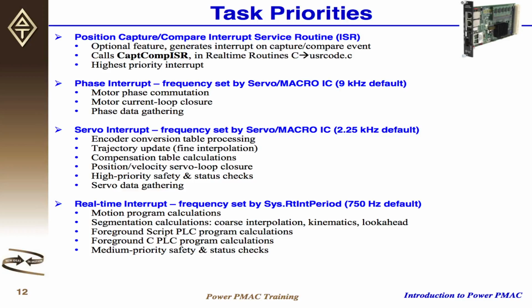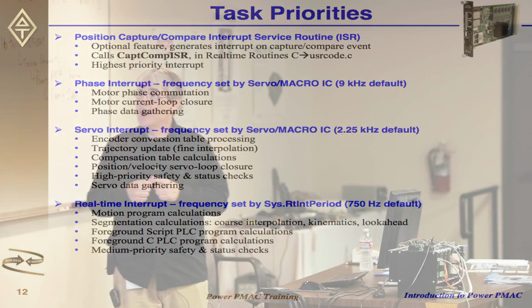So the task priorities in Power Pmac. The highest task that Power Pmac has is what we call the position compare ISR, interrupt service routine. This is where the hardware feature of Power Pmac, the gate array, and I'll talk about the ASICs a little bit later on this morning, probably into the afternoon after lunch, and then we'll get into the motor, the actual hardware features that the motors offer us.